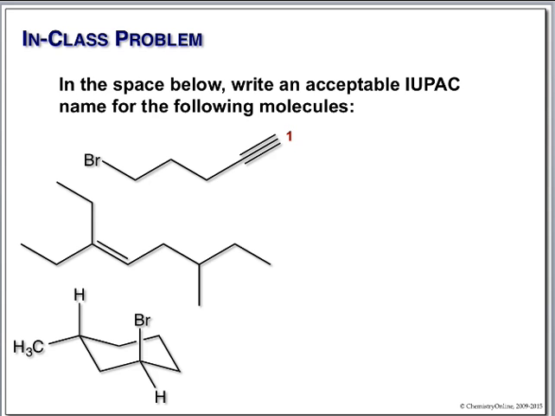So we're going to just count through this way. We have 1, 2, 3, 4, 5 carbons. So it's a pentyne. And over here in carbon number 5, we have a bromine. So it's a 1-pentyne. You have to put the 1. And over here in carbon 5, we simply have a bromine.